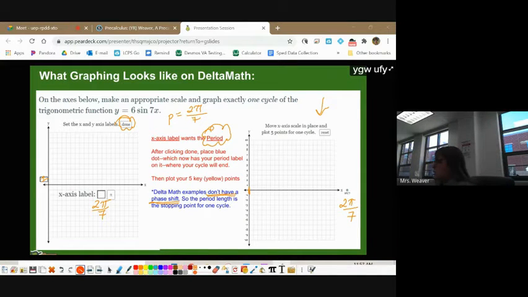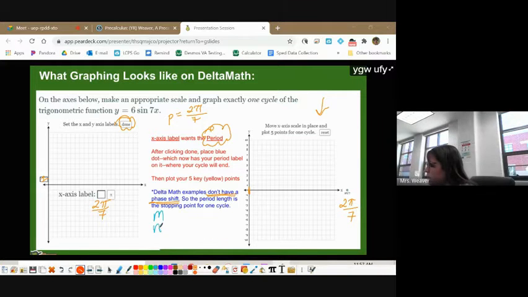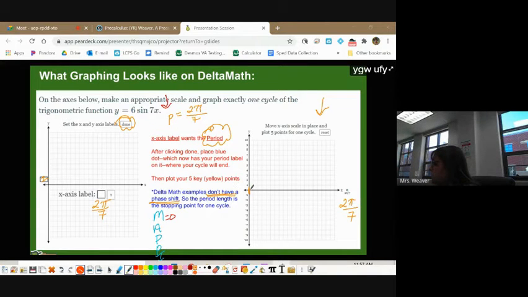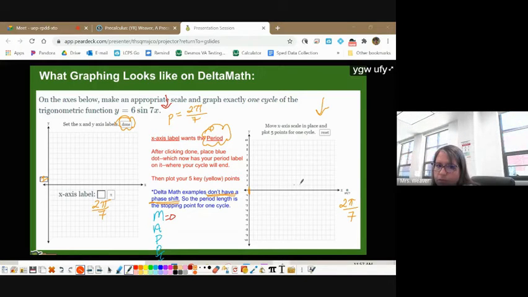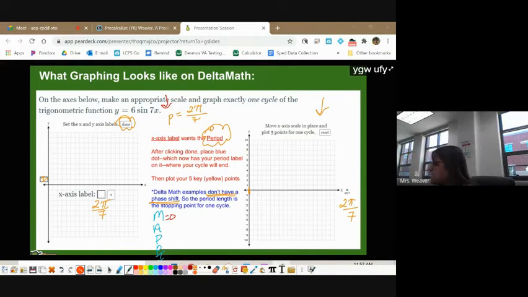Okay, so it says now you're going to plot your 5 yellow points. I'm going to use my MAPPI to help me, and we're not going to need the whole thing because it's going to do most of the work for us. But the first question is, where's my midline? I don't have a vertical shift here, so it's at 0. So I know my graph is starting at 0. You're not going to be able to draw on your Delta Math screen, but just notice that I know my midline is here at the x-axis.